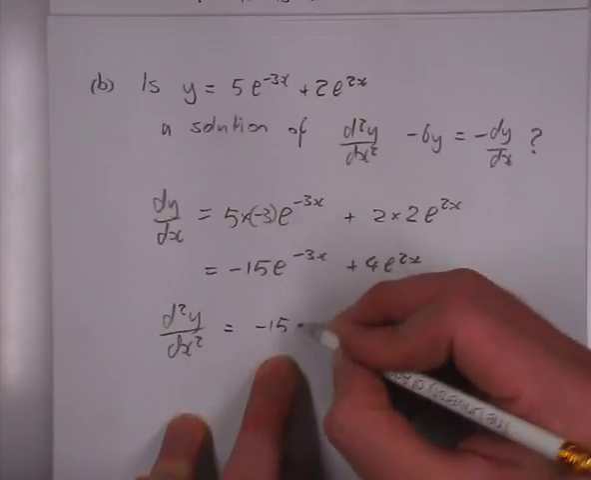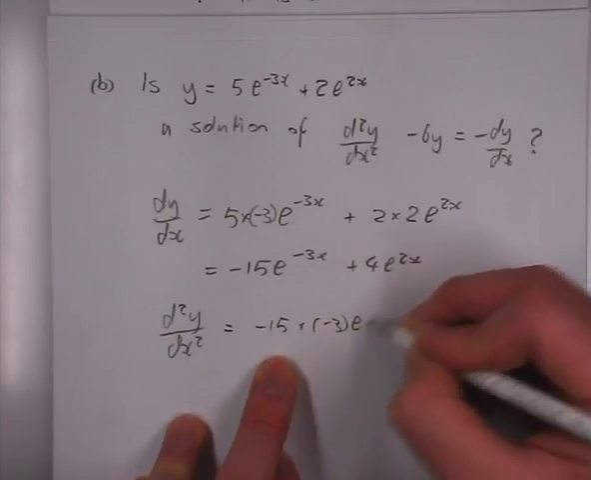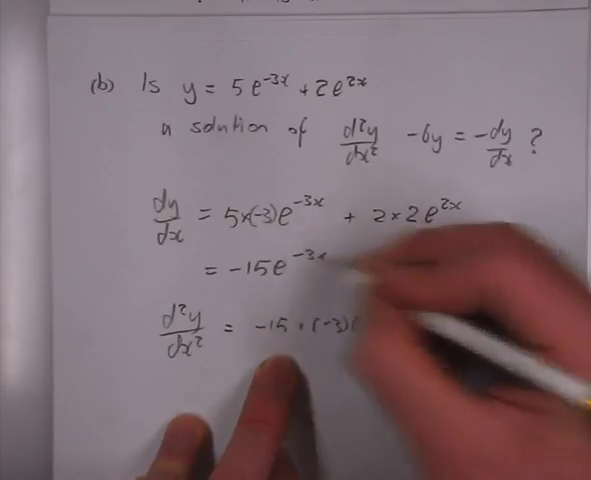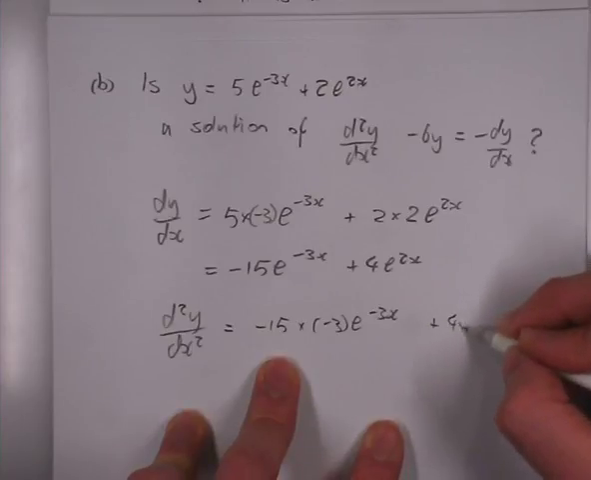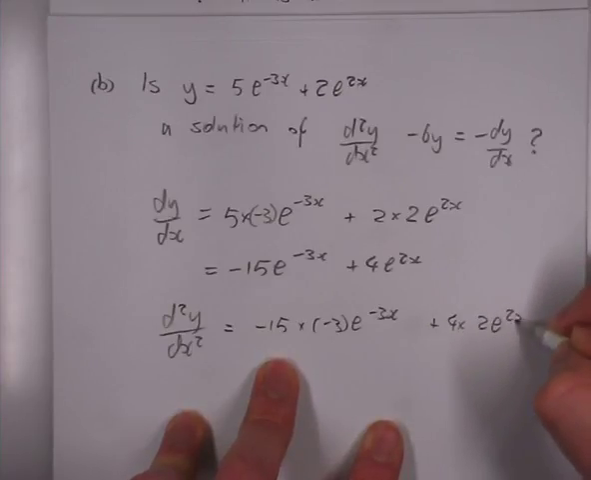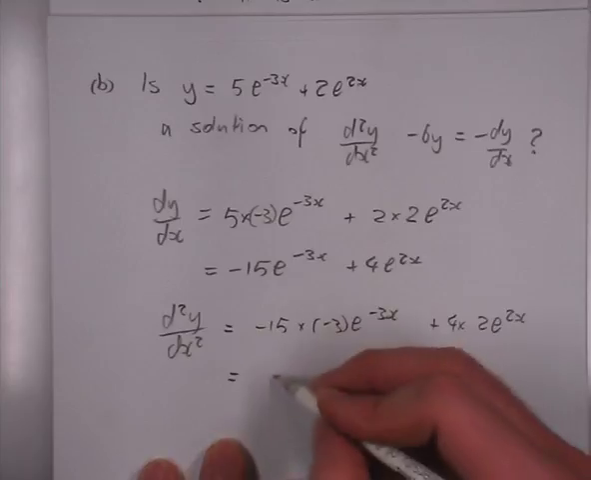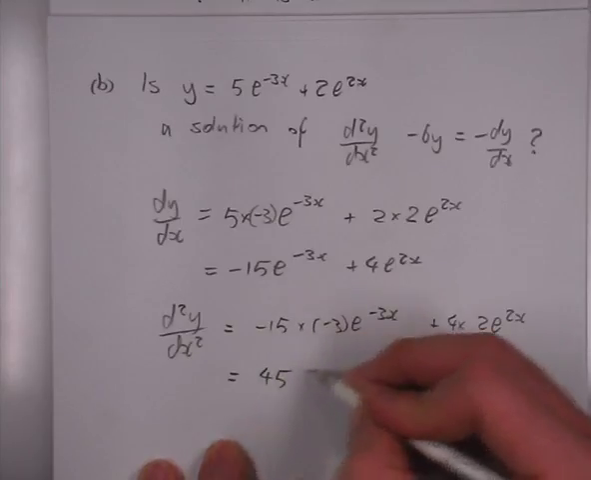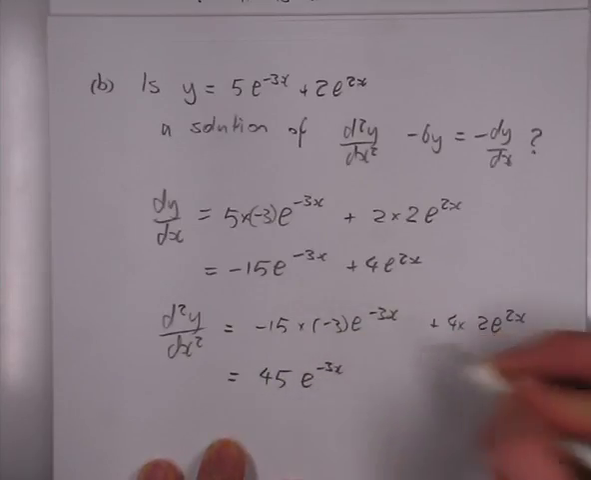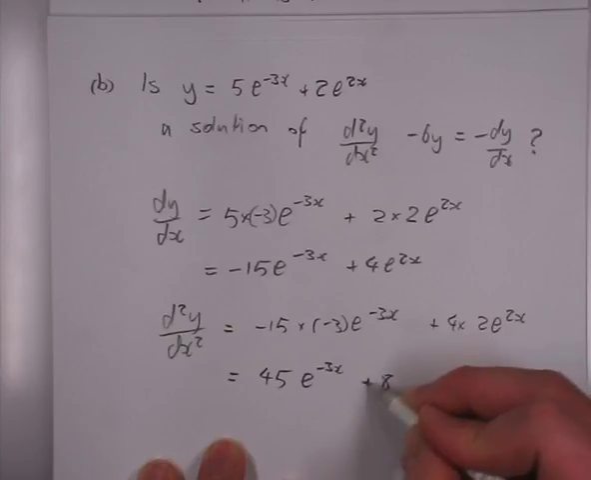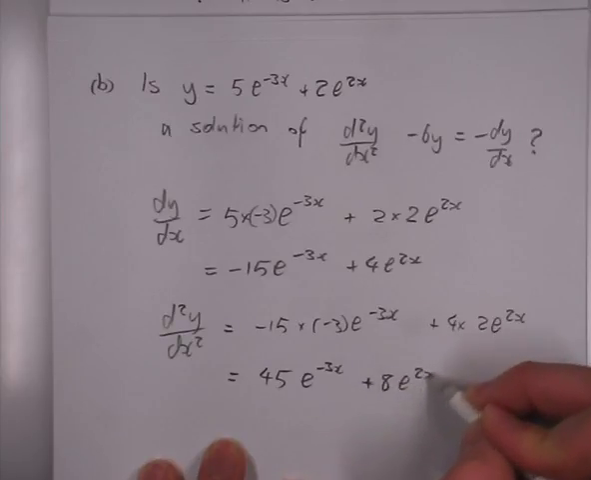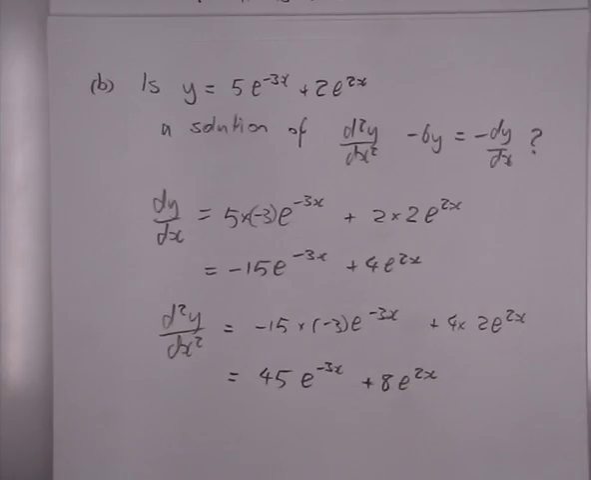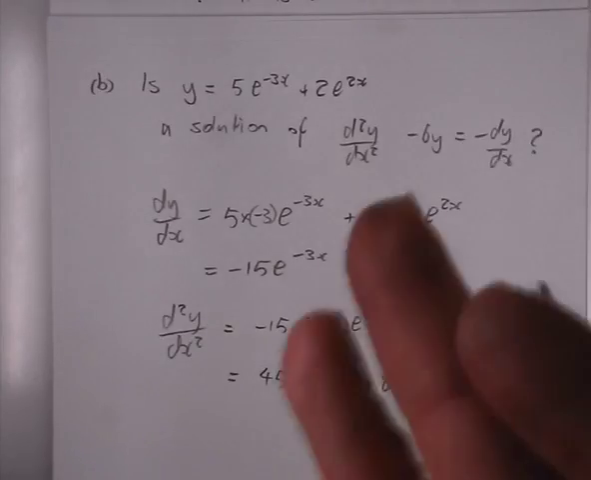So minus 15 will stay there. We already did that derivative up there. Okay, so we've got 45 e to the minus 3x plus 8 e to the 2x. Okay, and then we sub both of those into the other formula.